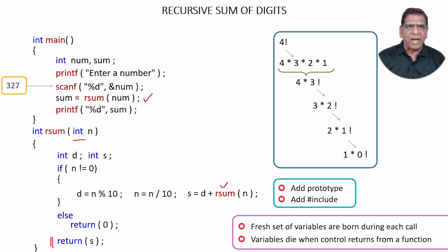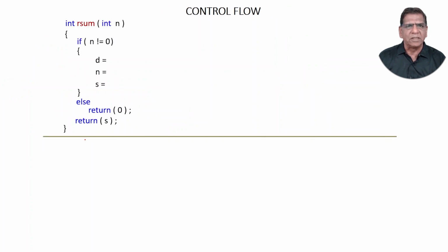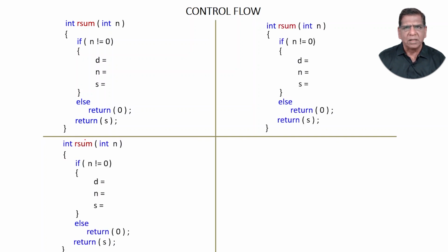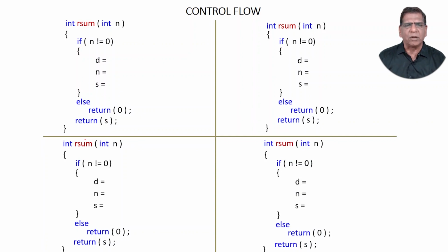Secondly, the variables would die when you return from that call. You land into a function, you create variables. When you go back from that function, the variables would die, they would cease to exist, they would vacate space in memory. Final outcome, of course, is 12. We want to understand how to get the sum of digits of 327 as 12. To do so, all that we need to do is make multiple copies of this rsum function. First copy, one more copy, yet another copy, and still one more copy.